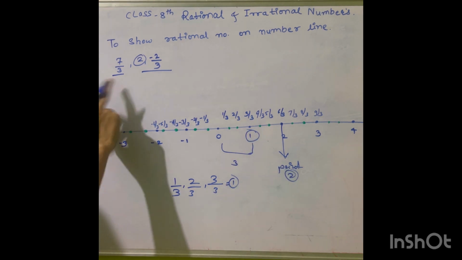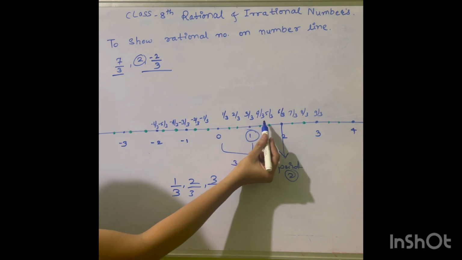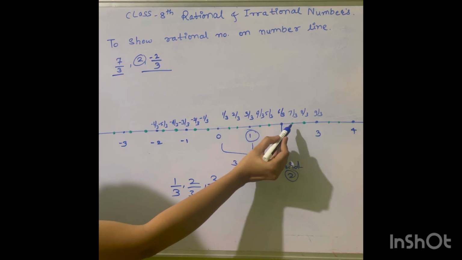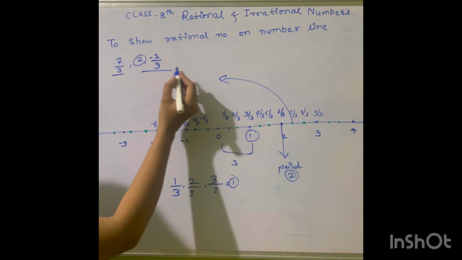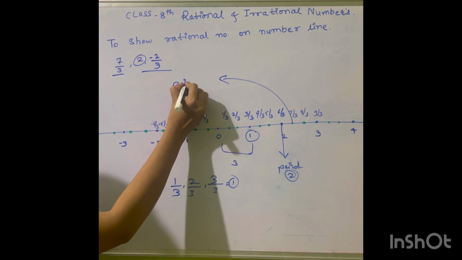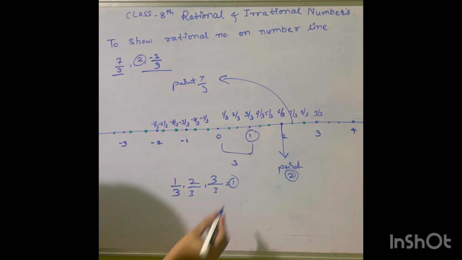So let's see 7 by 3. This is 3 by 3, 4 by 3, 5 by 3, 6 by 3, 7 by 3. This is the point 7 by 3. So we have to locate this here.